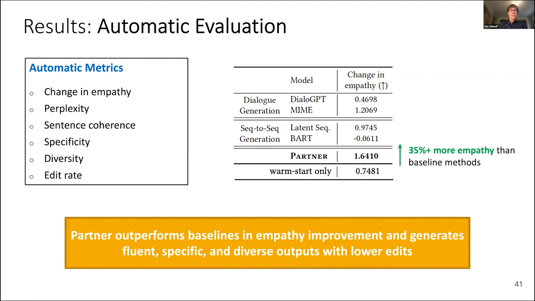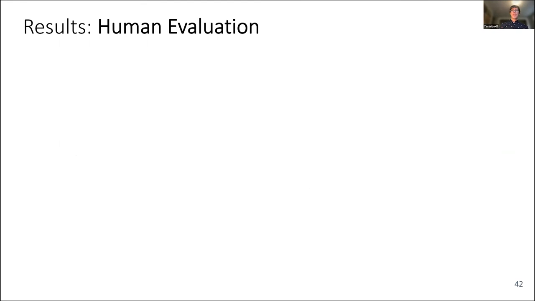So here the takeaway was that using these ideas, we can improve and generate higher empathy text that is fluent, specific, relatively diverse, and has a low number of edits. However, I think we also need to acknowledge that automated metrics can be noisy, and whether they really capture in a lot of detail what we want out of those constructs is challenging.